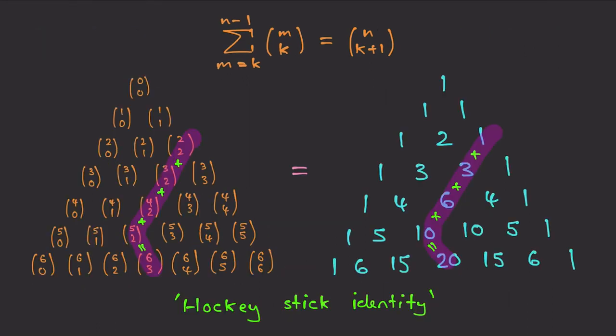This identity has an informal name which is kind of cute. It's called the hockey stick identity. This is because it says that if I follow a path in Pascal's triangle from the upper right hand side down diagonally to the left as shown, and I add the numbers I get along my path, then the sum I get is 1 down and to the right of the end of my path.